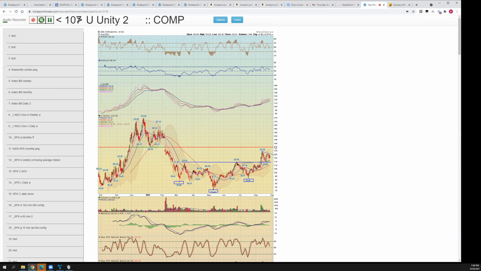The next target would be right here. And maybe over time, this open gap. Next.